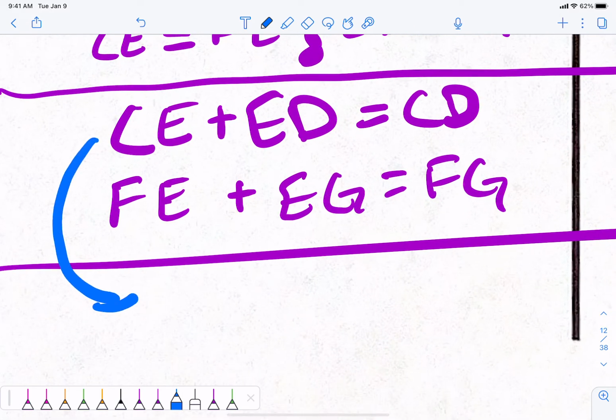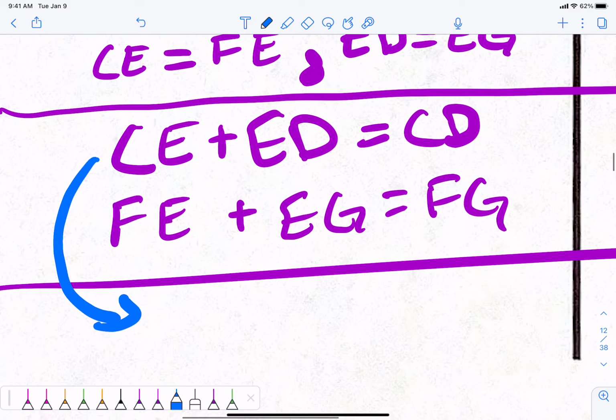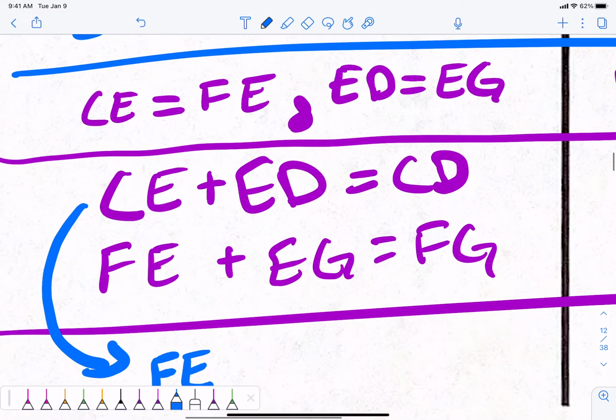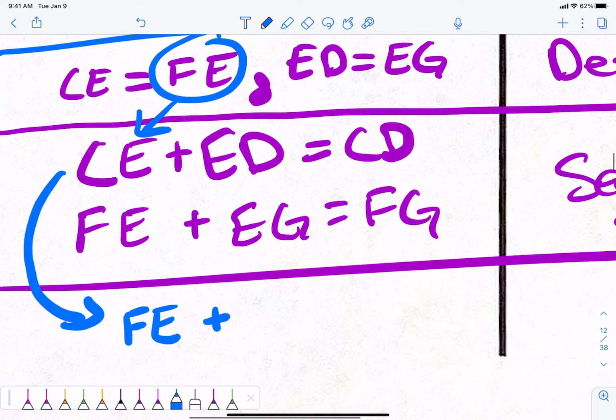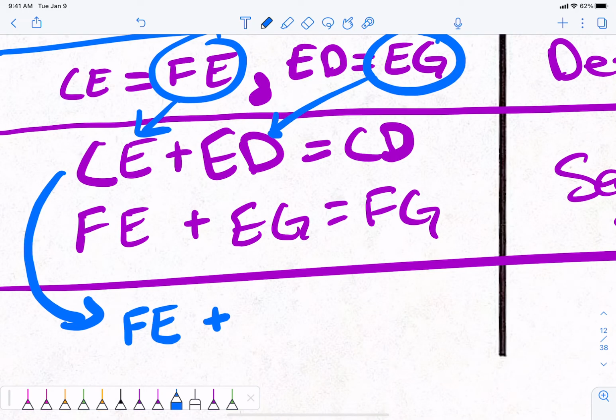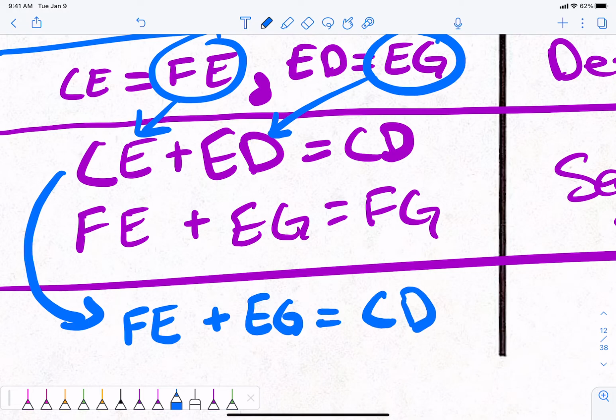I'm going to change it so that instead of saying CE, he actually says FE, because we've taken FE and plugged it in there. And instead of saying ED, what are we going to say again? EG. We're going to take that EG and plug it in there. So EG is equal to CD. Do we see how we get that?